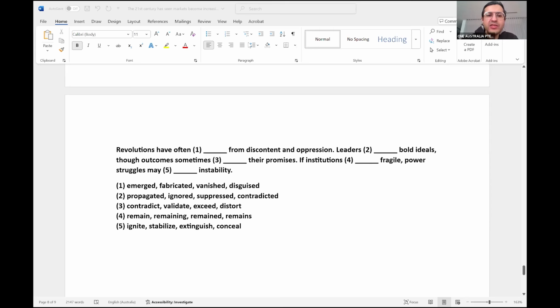Okay. Power struggles may dash instability. Ignite. What is the meaning of ignite? Create instability, give rise to. Correct. So in this question, all the first options are the correct answer.